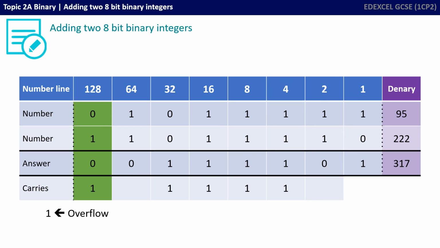You would need to add an extra column on the left beyond the 128 with a weighting of 256 to store this number. But as we say, in your GCSE exams, you'll only be expected to add 8-bit binary numbers.